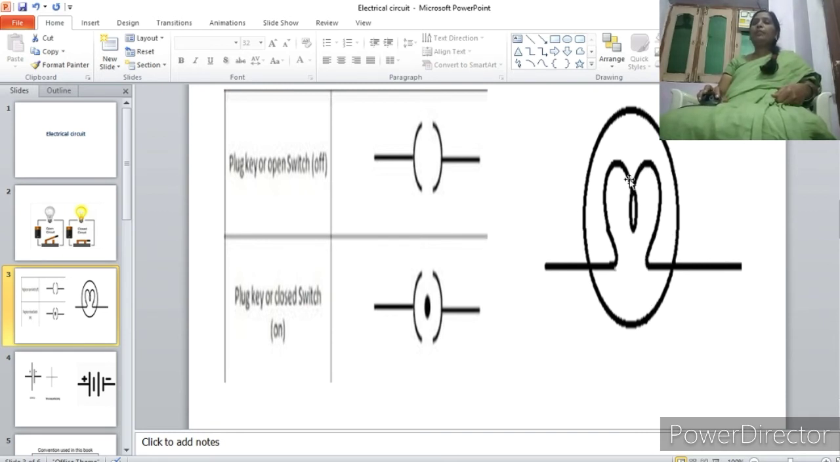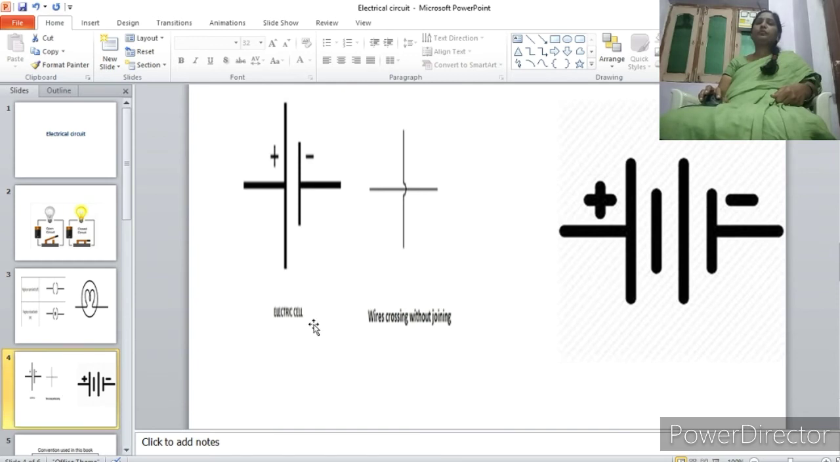And the bulb. This is the symbol for a bulb. When the bulb is not glowing, this is the symbol. When the bulb is glowing, some lines will be above this. I'll show you in another slide. The sign will be like an ohm. So this is the symbol for a bulb when it is not glowing. When it is glowing, some lines will be outside this circle. So, the symbol for switch off, symbol for switch on and symbol for the bulb.